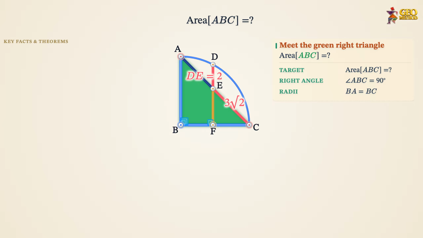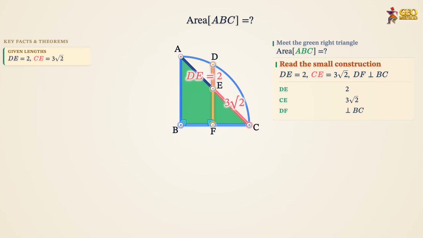The green target is the right triangle ABC, not the quarter circle sector around it. Its right angle is at B, and the two legs, segment BA and segment BC, are equal radii. We need the area of triangle ABC.